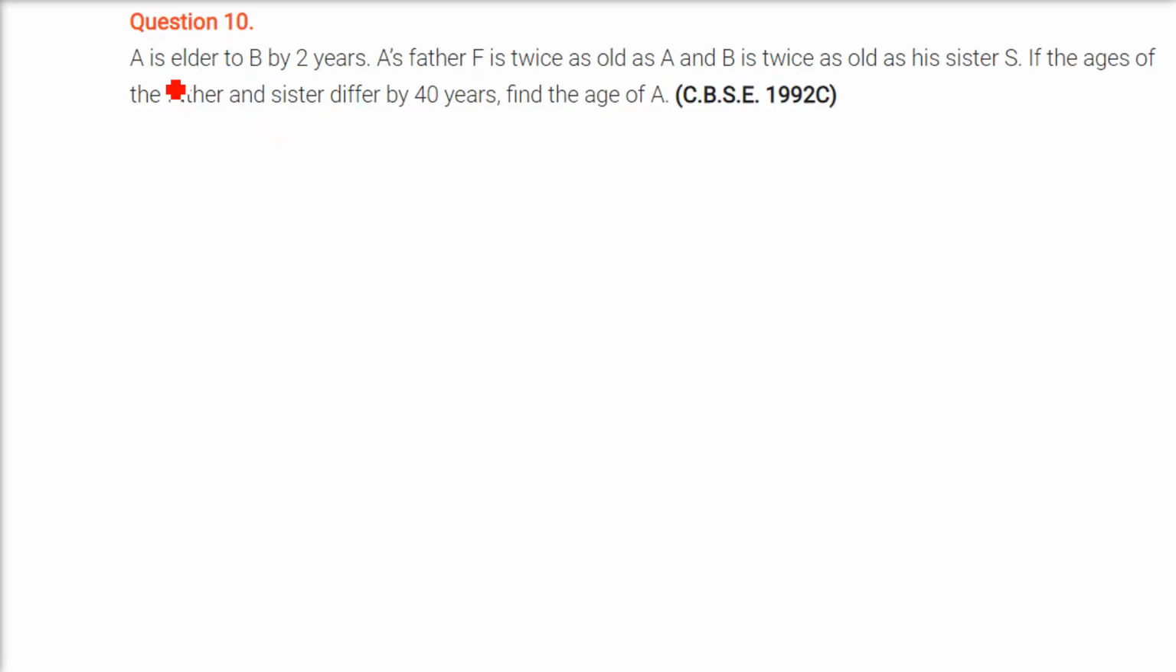A is elder to B by 2 years. So if we take A's present age as x, B's present age is y. So A is elder, so we have to subtract 2 years from A so that we can get the age of y, that is B. Or what you can do here is x can be equal to y plus 2. If you add 2 years to B, he will be equal to A. That is why the first equation is this.